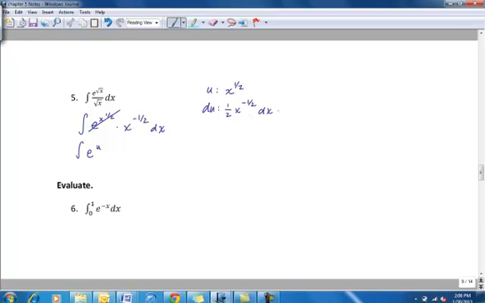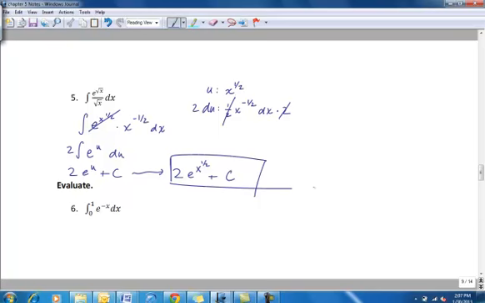Obviously the issue is the 1/2. So let's go times 2 on both sides. That means the half and the 2 cancel, so we get 2 du. So I'll put the du here, and I'll put the 2 out here. So integrating e to the u, I get 2e to the u plus c. And we're left with, after substitution, 2e to the x to the 1/2, plus c.